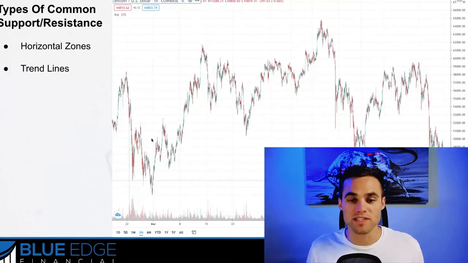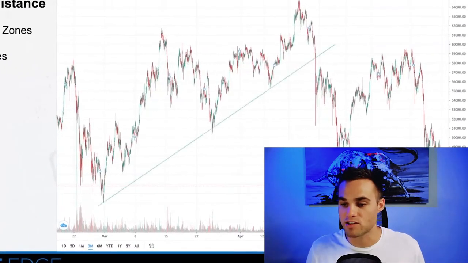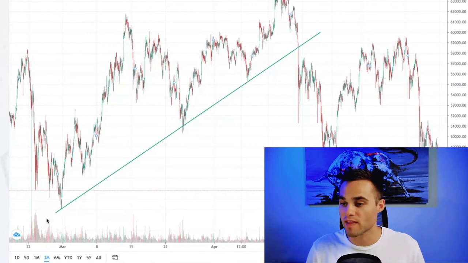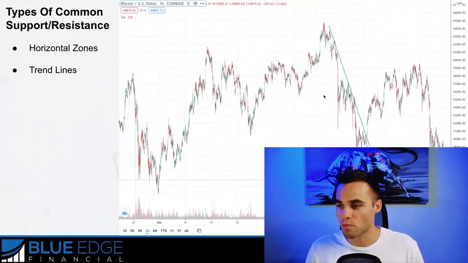The next type of support and resistance are what are called trend lines. So you can see here, I've drawn this trend line. We can see that there's this trend that's popped up right here. And you can see that price, when it comes to this zone or this trend line, it tends to bounce off of, right? It bounced off here once, bounced off here twice, bounced off here 3 times, right? So this is an example of a trend line that acts as support and resistance.